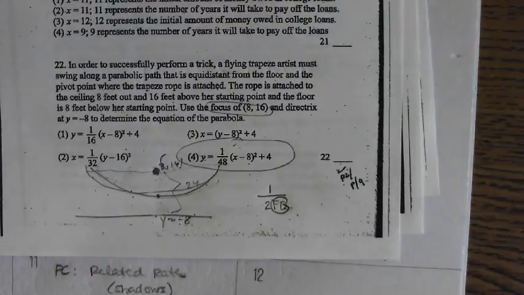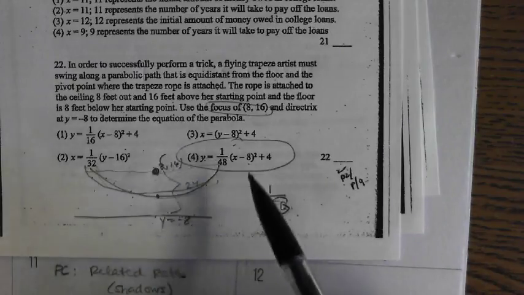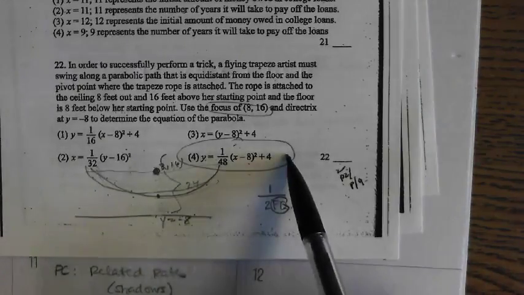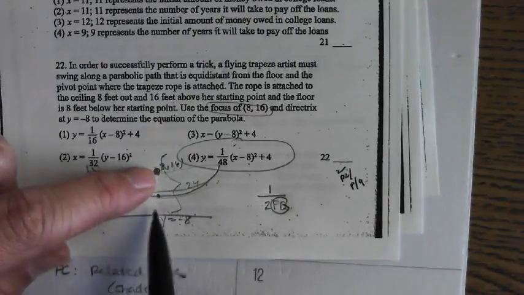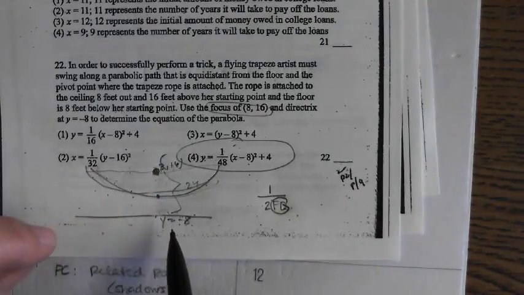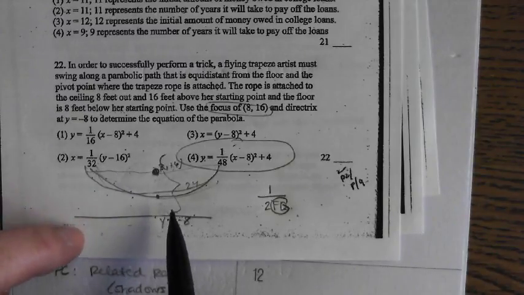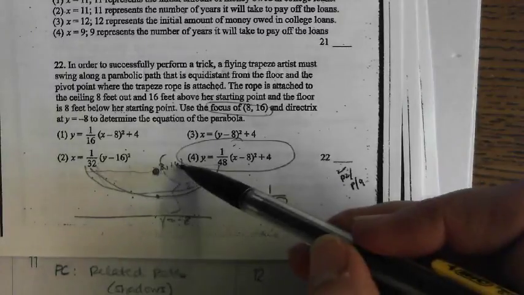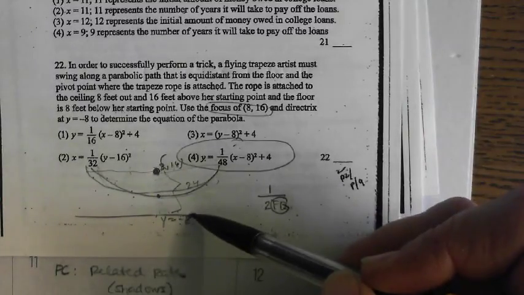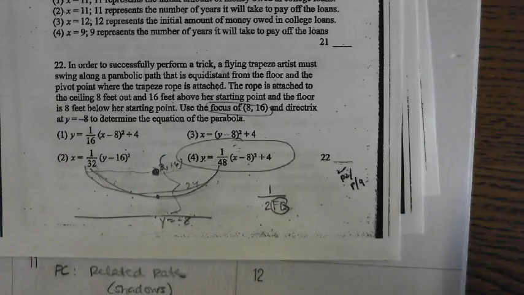The only one that obviously has 48 as an option. If another one had 1 over 48, you would look for the vertex. So you have to go halfway between (8, 16) and -8. That's at 8, and then halfway between 16 and -8 is 4. You'd average those together. Okay?